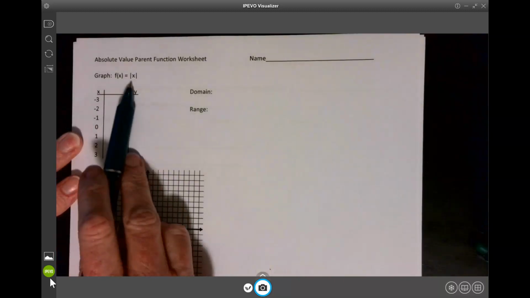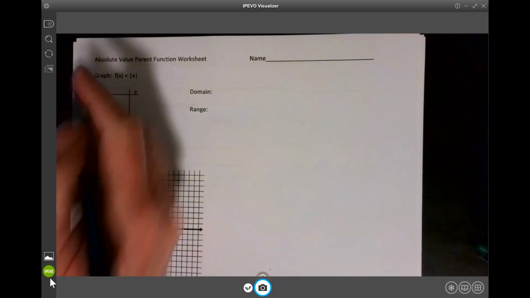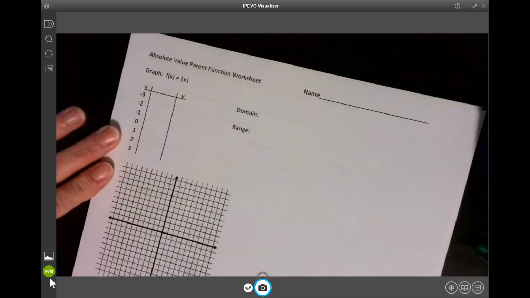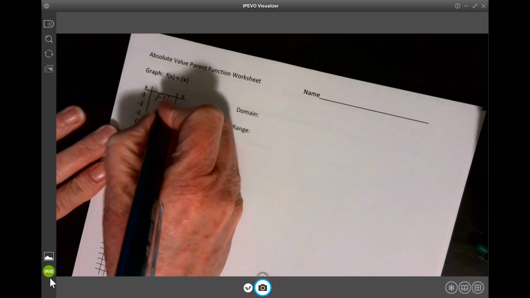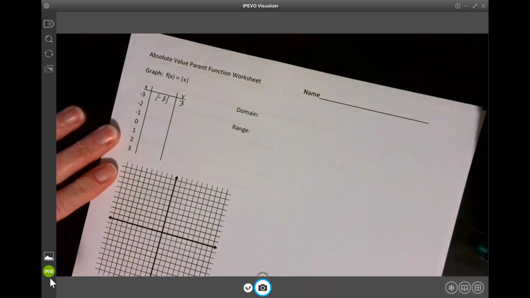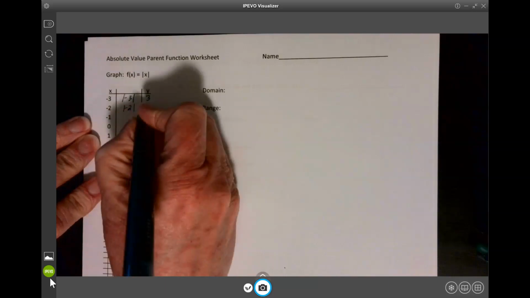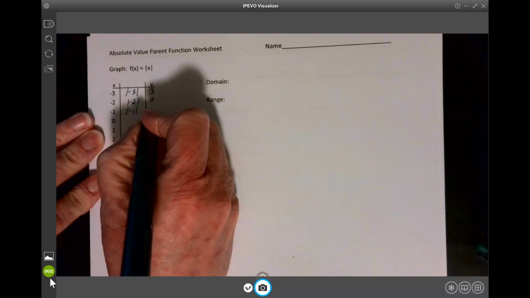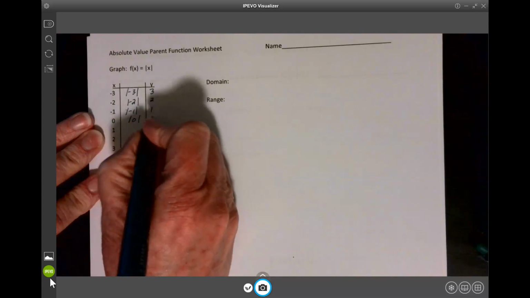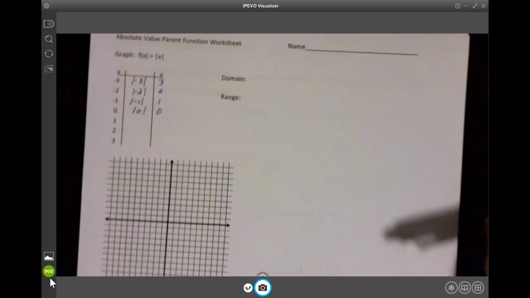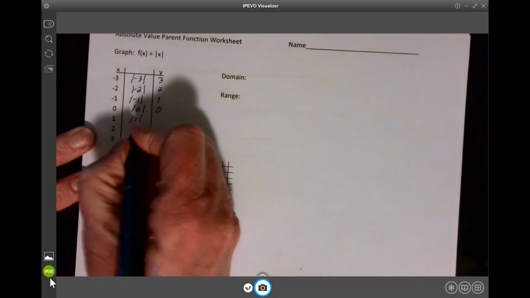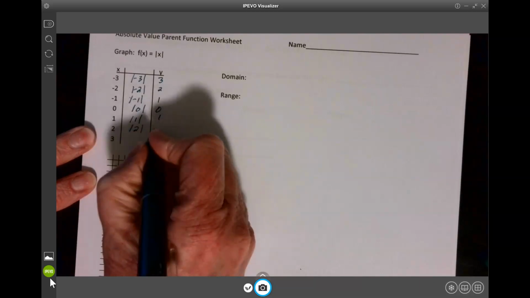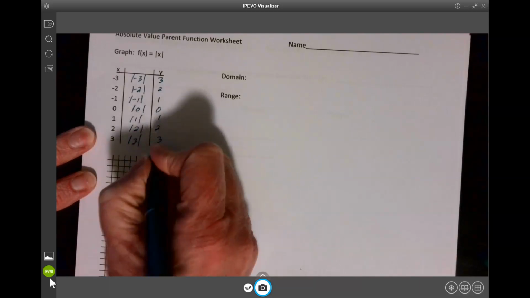An absolute value just means what's the distance from 0. So for instance, if I put in the absolute value of -3, I'm going to get 3. Okay, because what's the distance? And if I put in absolute value of -2, I get 2. You see what's happening here? Okay, so the absolute value of 3 is 3.